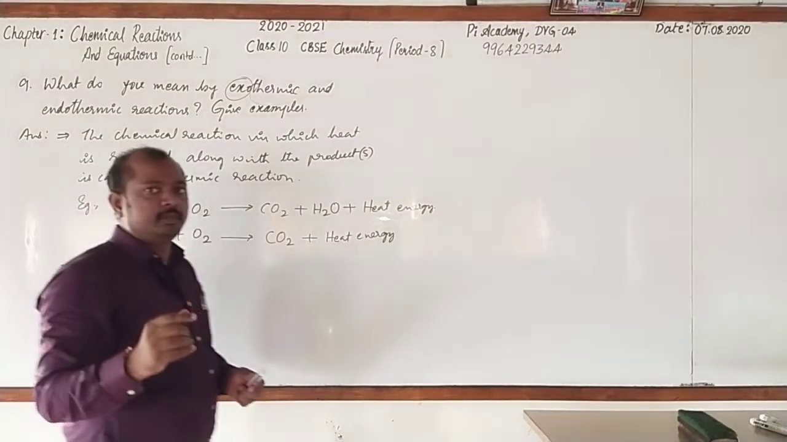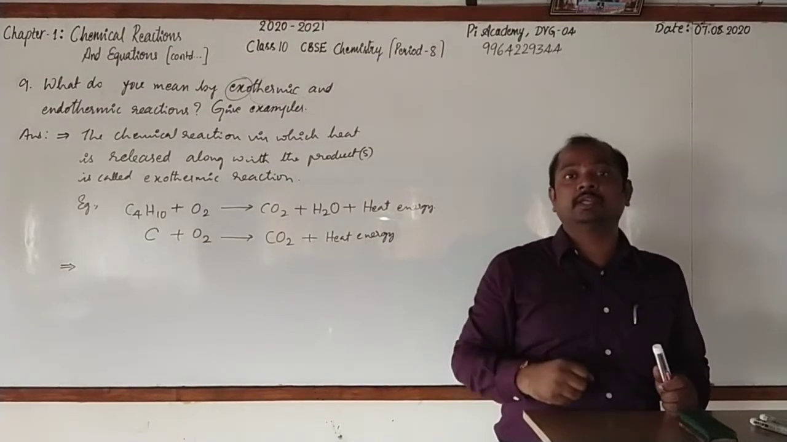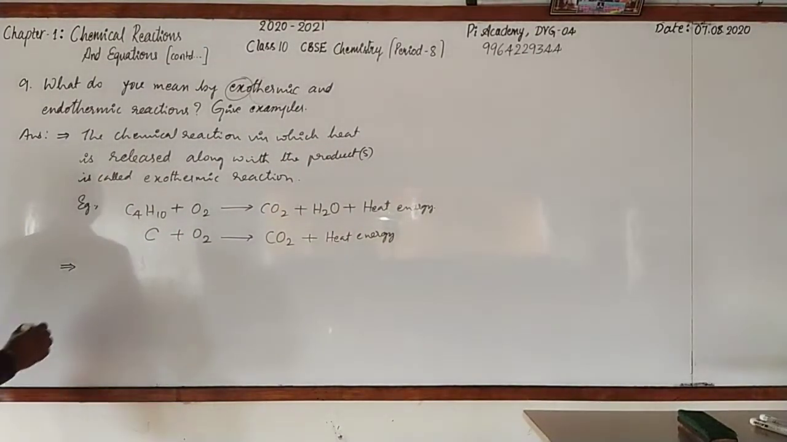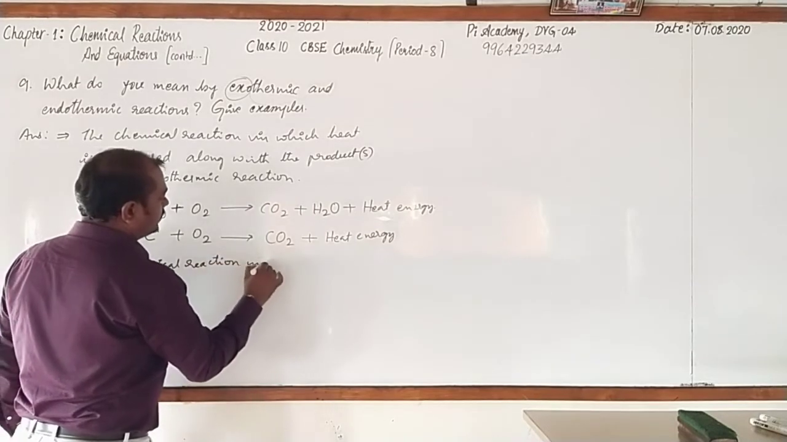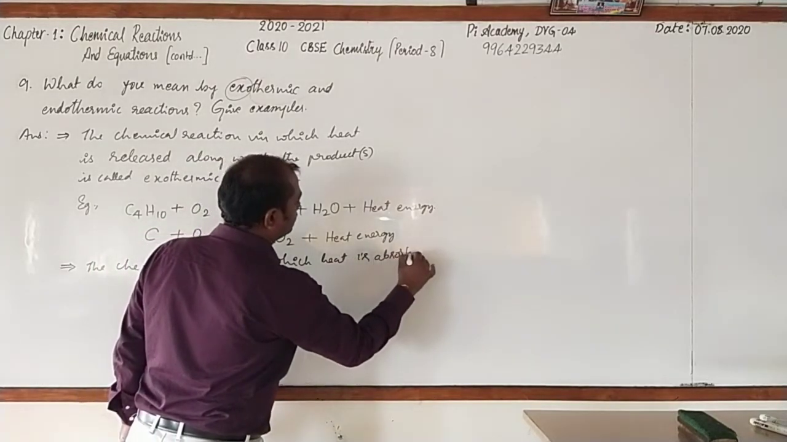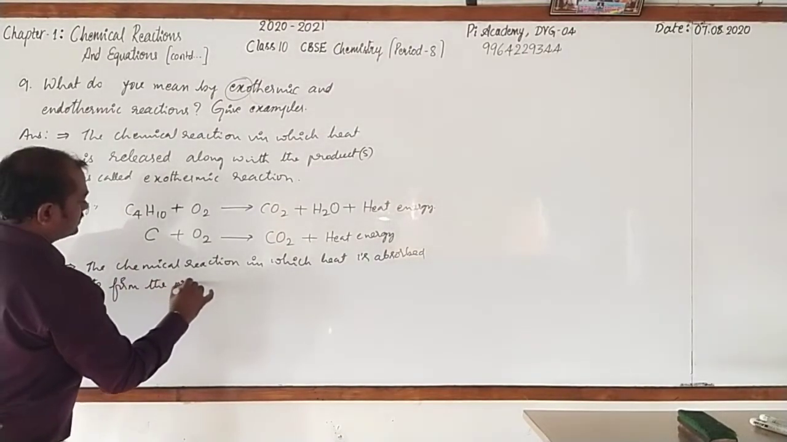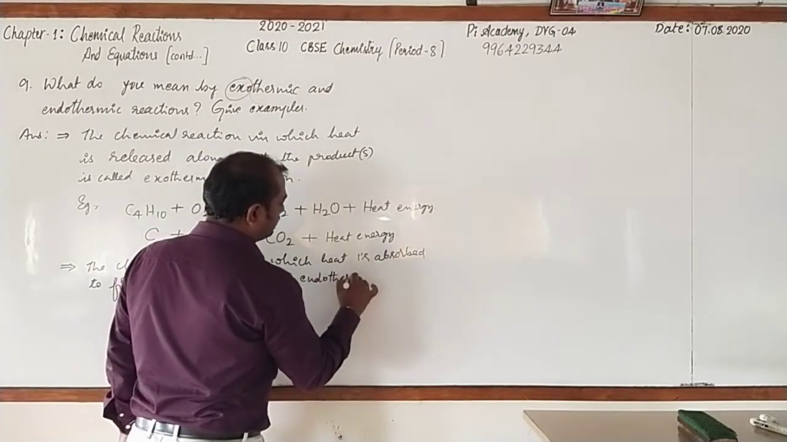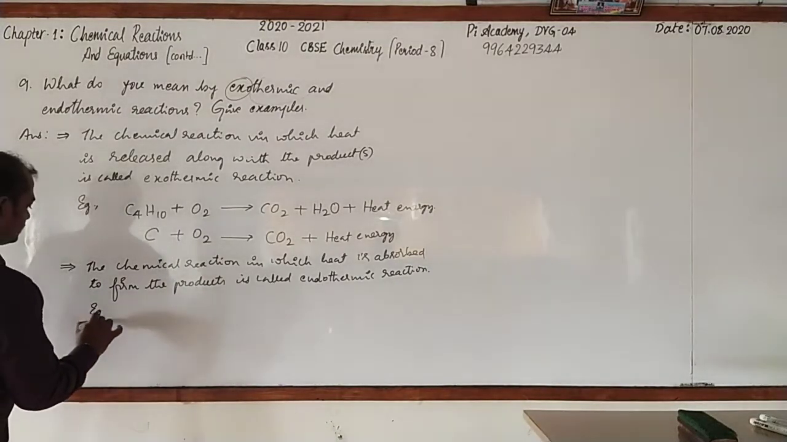Endothermic. Endo means inside. Thermo, heat. There are some chemical reactions which take place by absorbing the heat. They are called endothermic chemical reactions. Here I am right. The chemical reaction in which heat is absorbed to form the products is called endothermic reaction.